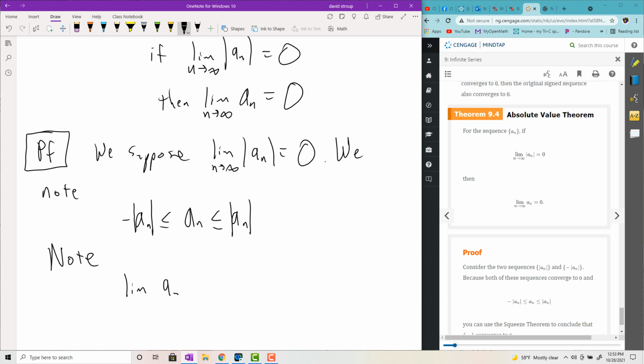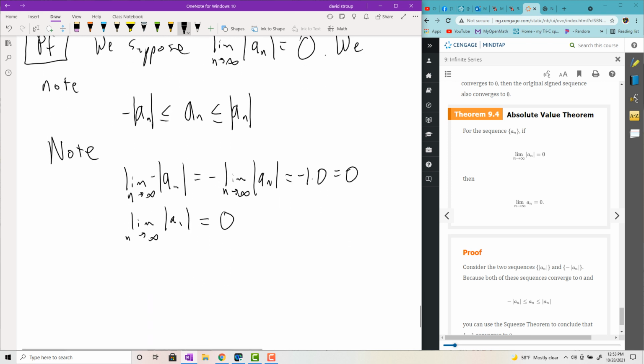The absolute value of a sub n will always be less than or equal to a sub n and greater than or equal to 0. But a sub n itself will be greater than or equal to the negative of the absolute value and less than or equal to the absolute value. So here we note that the negative of the absolute value of a sub n as n goes to infinity is just the negative limit, because you can factor out negatives so long as the limit exists. The limit of the absolute value of a sub n does exist. We know it's equal to 0, so you'd have negative 1 times 0, which is 0. And then the limit on the right-hand side of the absolute value of a sub n as n goes to infinity, that's just 0. That's given. We supposed that.